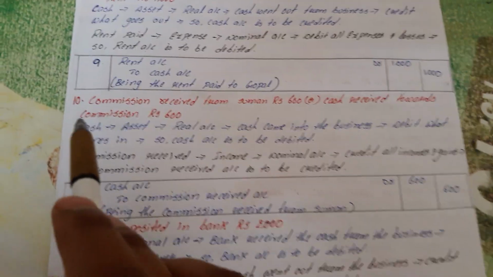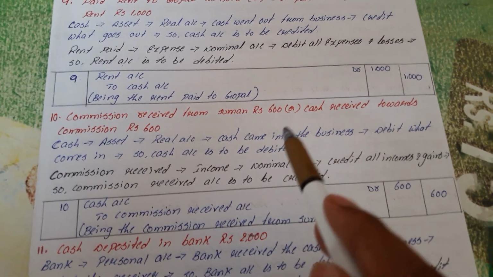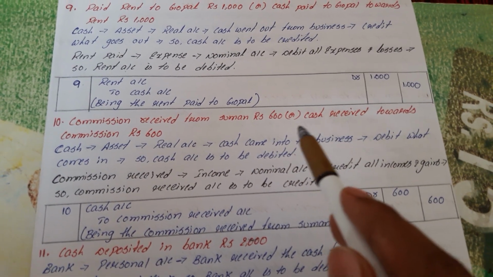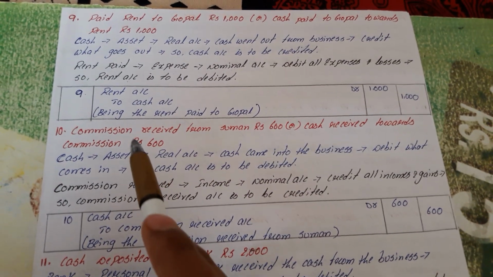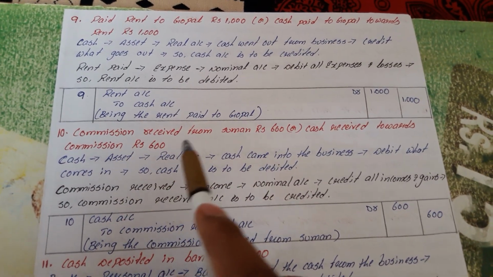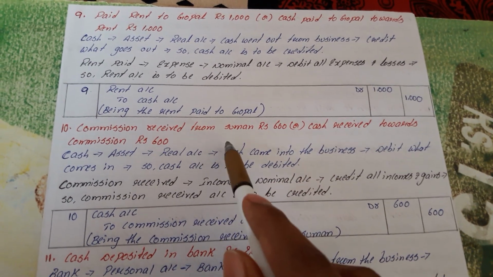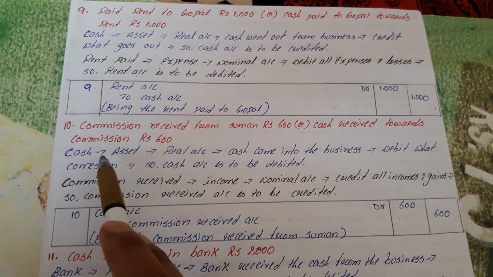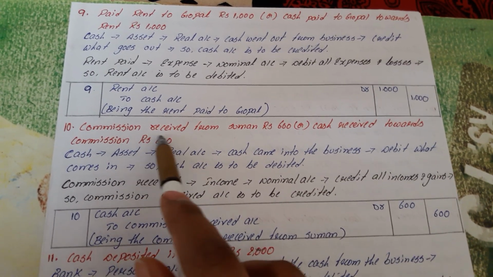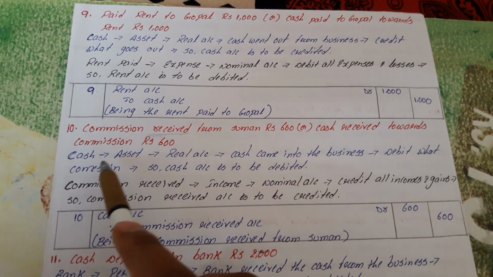Next one is the 10th one. Commission received from Suman rupees 600, or the question may ask, cash received towards commission rupees 600. What we had done is, we have received commission from Suman. From the person called Suman, we have received a commission. In the form of commission, we will get cash only.